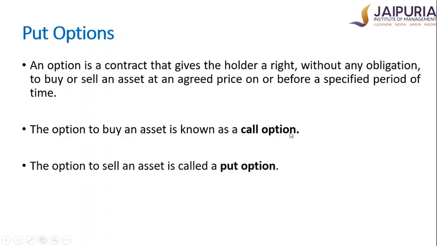And if a buyer has a choice of selling an asset, then that choice which a person is buying is called a put option. Now, why would a person like to buy a put option? Because the buyer of a put option is of the opinion that in future the prices will fall down.